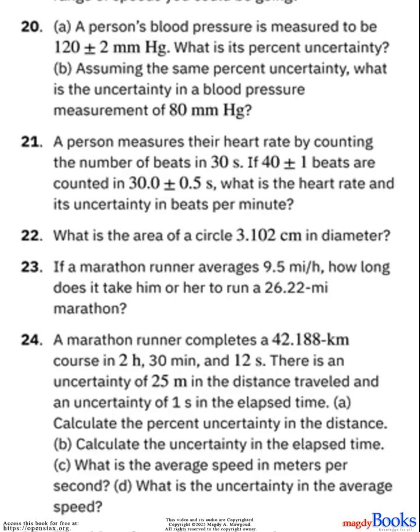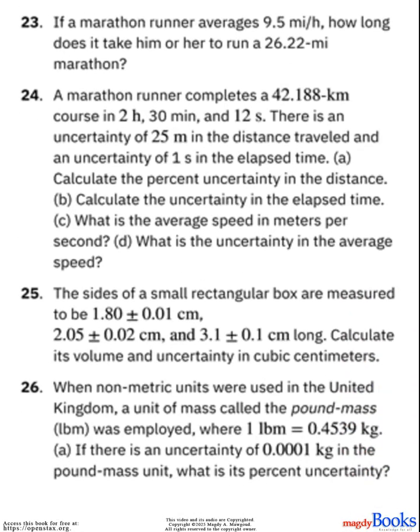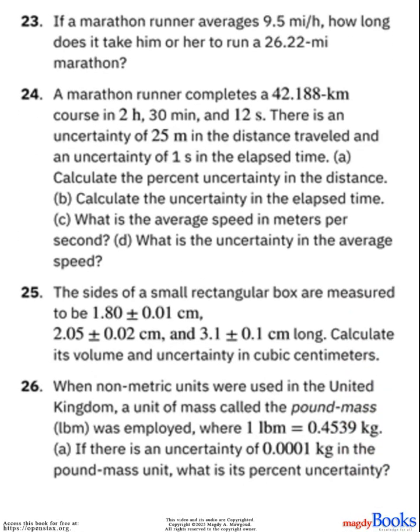23. If a marathon runner averages 9.5 miles per hour, how long does it take him or her to run a 26.22 miles marathon? 24. A marathon runner completes a 42.188 kilometer course in 2 hours, 30 minutes, and 12 seconds. There is an uncertainty of 25 meters in the distance traveled and an uncertainty of 1 second in the elapsed time. A. Calculate the percent uncertainty in the distance.